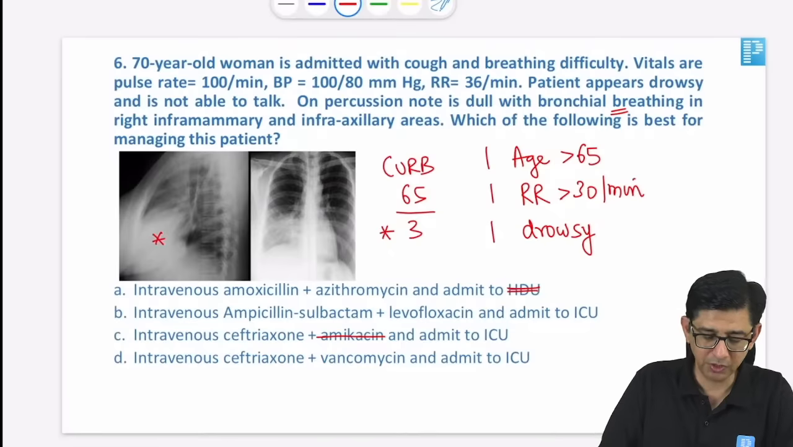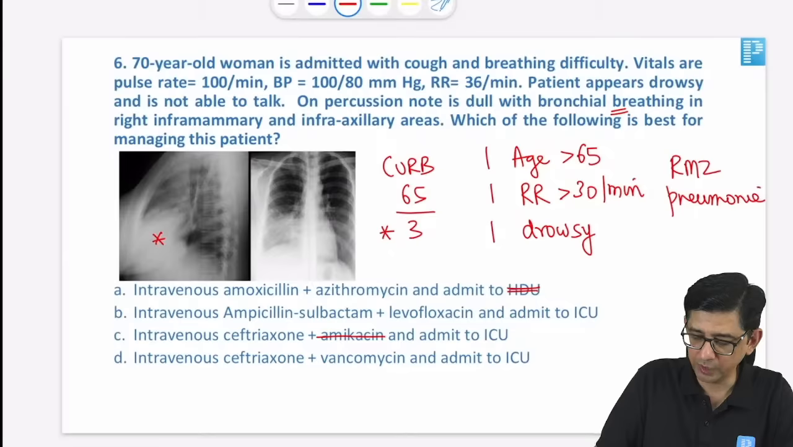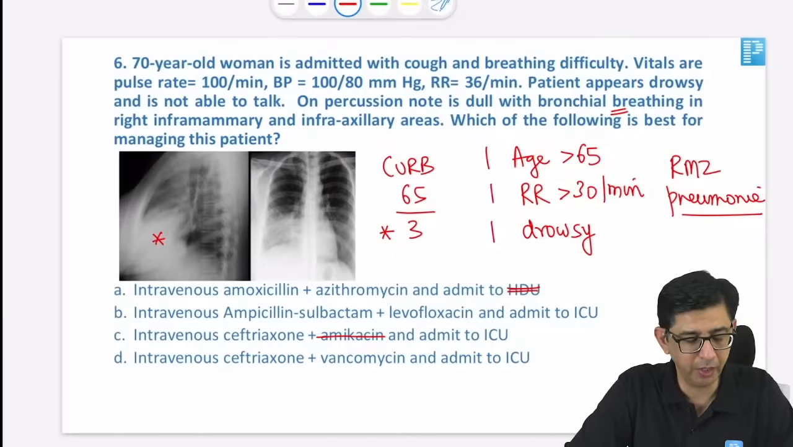So this is a right middle zone pneumonia. The final diagnosis of this guy is a CURB score of 3 with a right middle zone pneumonia. He needs an ICU admission, and a respiratory rate more than 30 per minute. Here it is 36. Respiratory rate more than 30 is the criteria that we take into consideration.